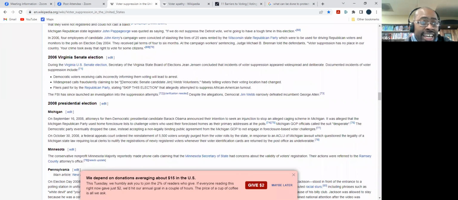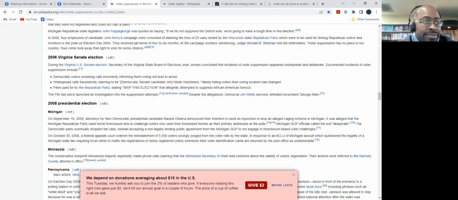In 2006, during the Virginia U.S. Senate election, Secretary of State Board of Elections, Gene Jensen, concluded that incidents of voter suppression appear widespread and deliberate. Documented incidents of voter suppression include, number one, Democratic voters receiving calls with incorrect information. Wait a minute, I'm reading this right. Democratic voters received calls incorrectly informing them that voting will lead to arrests.